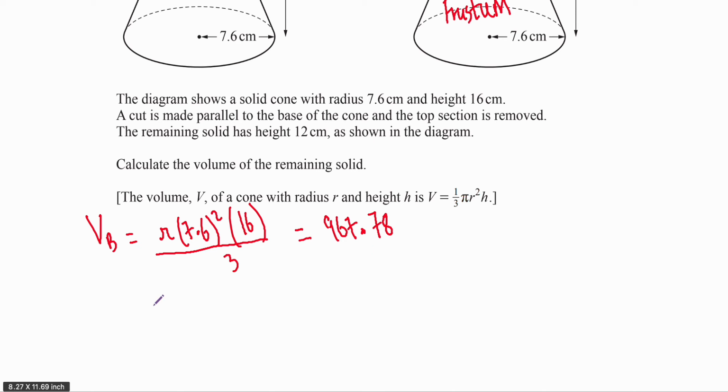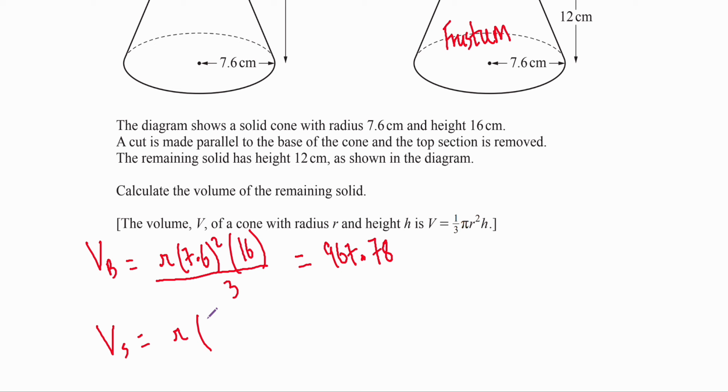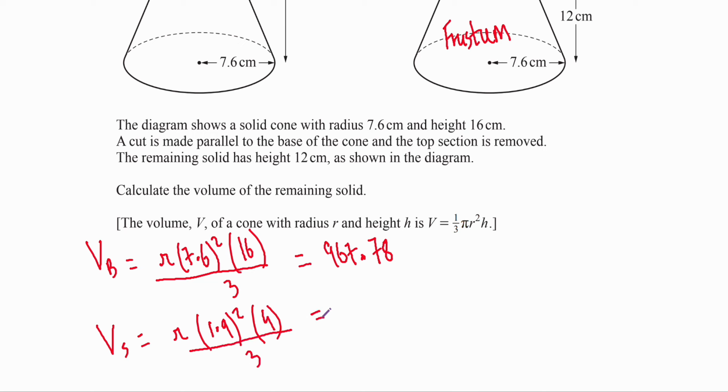And then the volume of the smaller cone, I'm going to write that as Vs, is equal to pi times, the new radius is 1.9 now, so 1.9 squared, times the new height, 4, divided by 3, which is equal to, put it in the calculator, 1.9 squared times 4 times pi divided by 3, which is equal to 15.12. And of course we should have the units everywhere, so this is centimeters cubed, and this is also cubic centimeters.